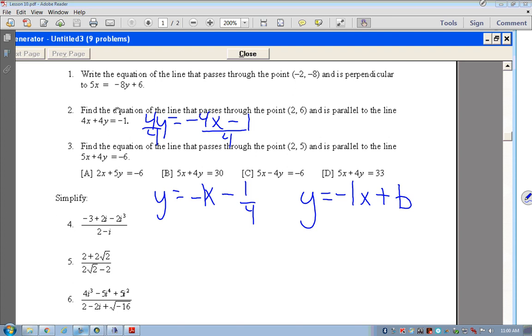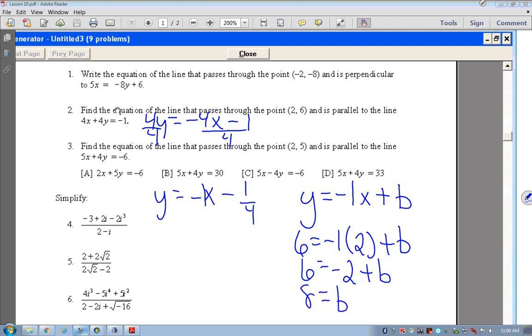What we can do is plug in our 2 and our 6, so we get 6 = -1 times 2 + b. 6 = -2 + b. Add 2, so I'm going to get 8 = b. So my equation then is y = -1x + 8. It's going to be an equation that'll go through that point and will be parallel to my slope. Does that look like it works to you?